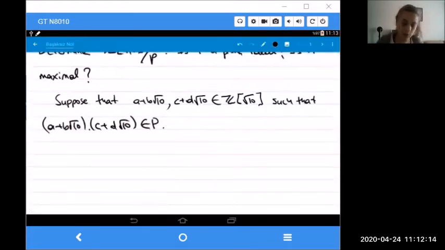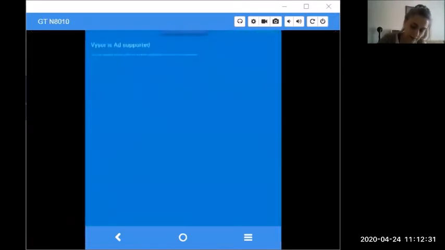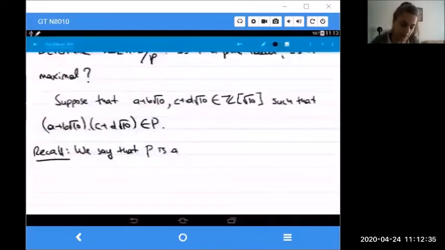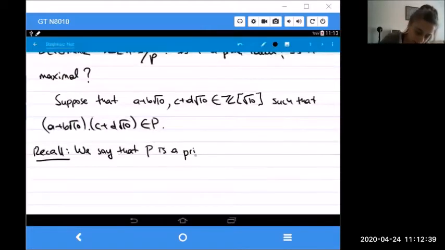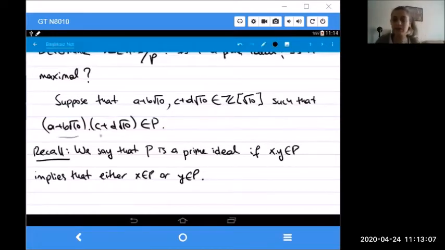Okay, what was the definition of a prime ideal? Recall, let me write. We say that P is a prime ideal if X times Y in P implies that either X in P or Y in P. Now for our question, if we take these two elements whose product is in P, then we need to show that one of them lies in P.